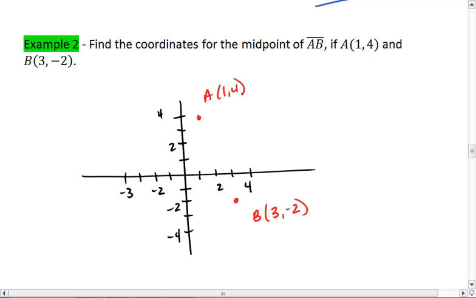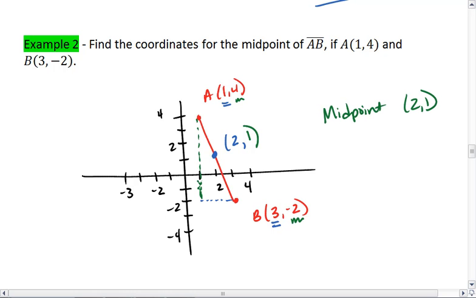If you want to, you can simply look at our line and realize that the midpoint is going to be halfway between A and B horizontally. So I look at the 1, I look at the 3, my midpoint will be at 2. And then it's also going to be halfway between A and B vertically. So I look at my 4, I look at my negative 2, and the midpoint between those is 1. Thus my midpoint is the ordered pair 2, 1.